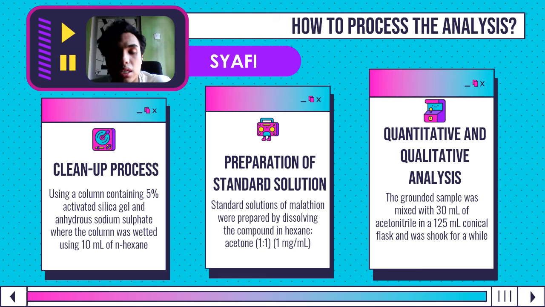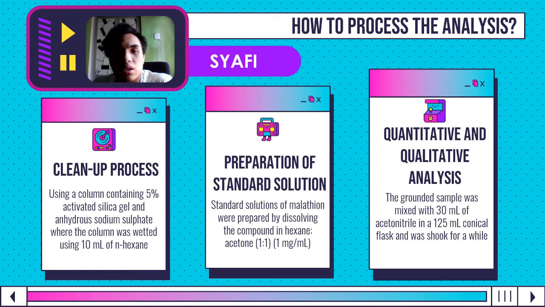Okay, next, the preparation of standard solution. Standard solutions of Malathion were prepared by dissolving the compound in hexane acetone in a 1:1 ratio. Three concentrations, 1 ppm, 0.3 ppm and 0.1 ppm of Malathion, were prepared as calibration standard solutions from the reference Malathion standard formula.